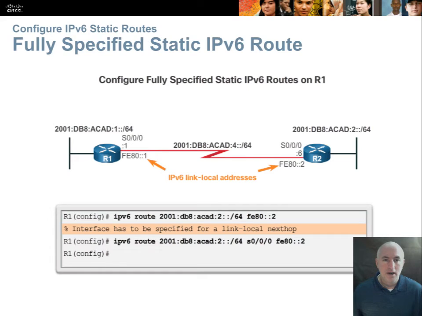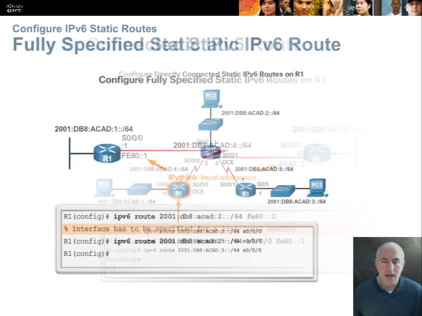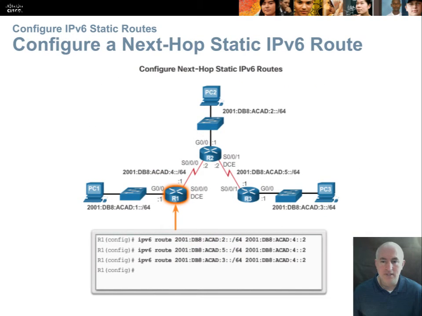And this would be fully qualified or specified. In this case, we're using the FE80. If you remember from your NTEC 103 class, FE80 is the link local address. So each router has a link local. You actually could have done that back here in this step as well.